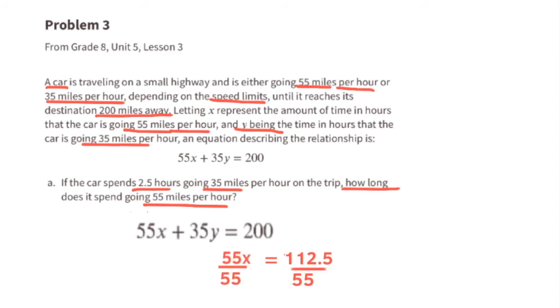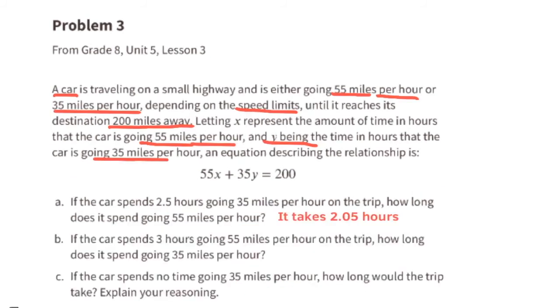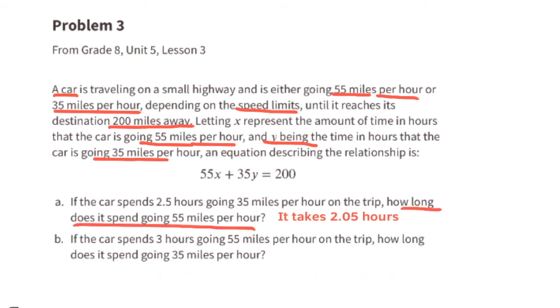55x divided by 55 equals 1x or x, and 112.5 divided by 55 equals 2.045, which is approximately 2.05. So 1x equals 2.05 hours. Since x represents the amount of time driven at 55 miles per hour, then the car travels 55 miles per hour for 2.05 hours.